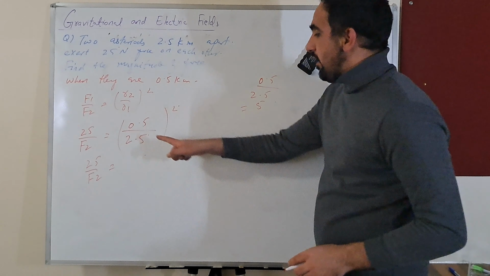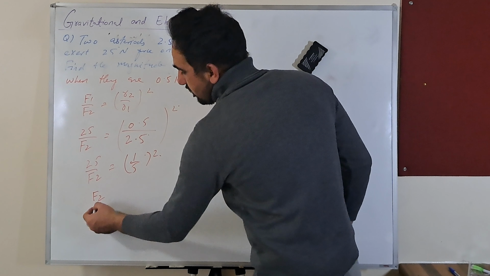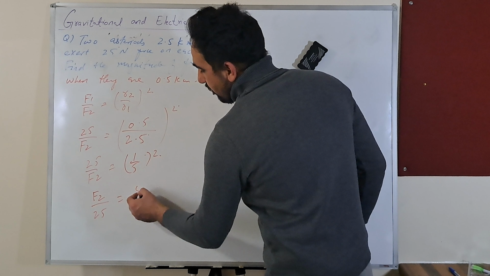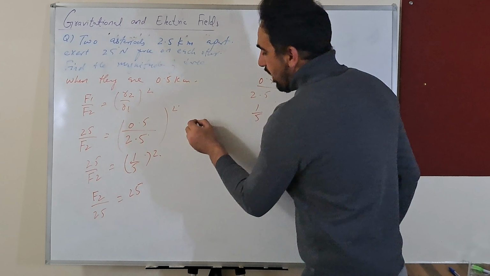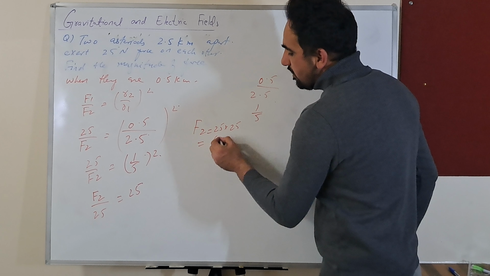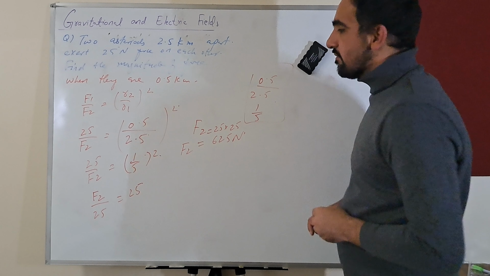If you divide it, what we get? 1 over 5. Because 0.5, 2 fives are 1, 3 fives are 1.5, 4 fives are 2.0, and 5 fives are 2.5, so 1 over 5 is squared. And if you square it now, so F2, I'm inverting it, is equal to 1 over 5 squared; 5 squared is 25, and F2 is equal to 25 times 25. So what we get? 625 Newton. Okay? You get this?